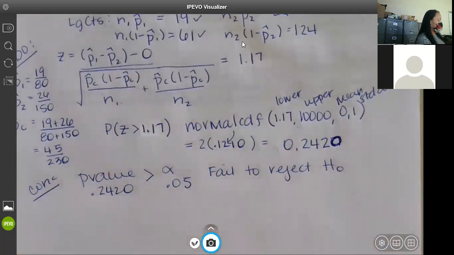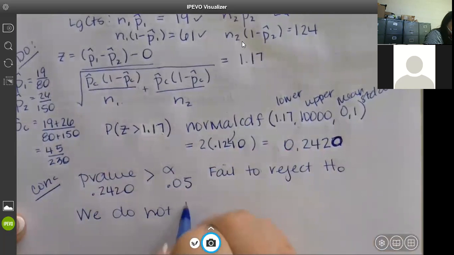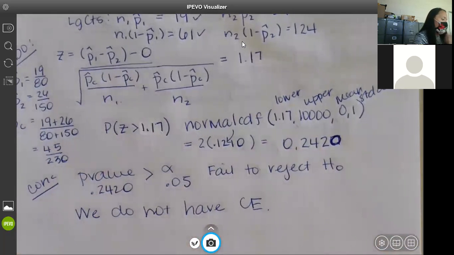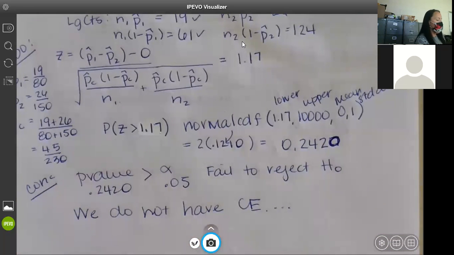Fail to reject H sub O. So what's that mean? We do not have convincing evidence that there's a difference in the true proportions of students that had not eaten breakfast between school 1 and school 2. Very good.